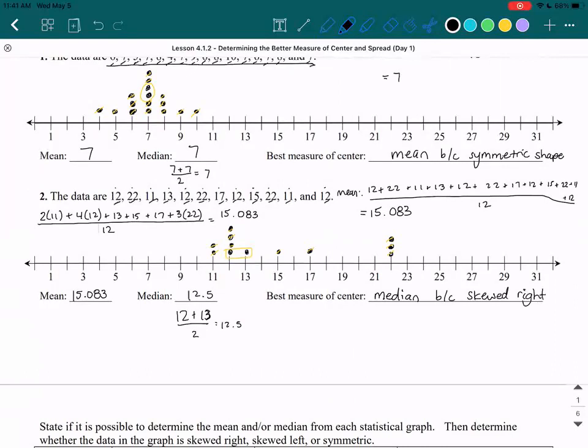So most of the data is on the left side. This is like a higher pile than this one. So that means these data points are skewing our mean to the right side. So whenever you have a skewed graph, skewed left or right, the median is going to be the better measure of center. So the best measure of center here is the median because the shape is skewed right. So if you have any questions, please call me over, let me know.